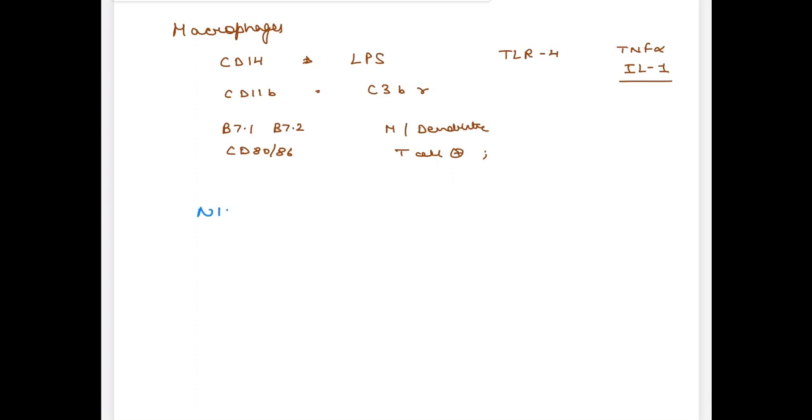Then comes some NK cell CD markers. These include CD16, which helps in antibody dependent cell mediated cytotoxicity. CD56, which is basically present in all the NK cells and acts as an adhesion molecule. Then Fas ligand, which is also expressed on NK cells and helps in inducing the apoptosis.